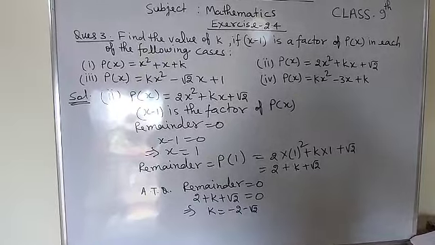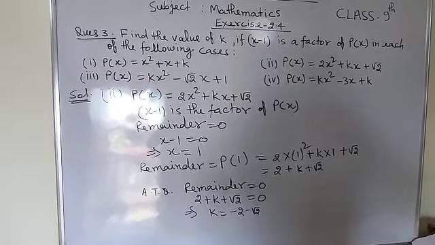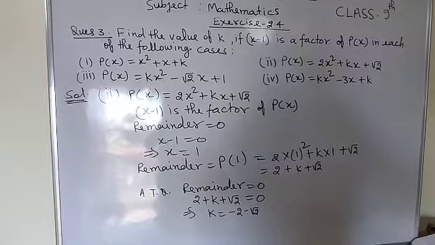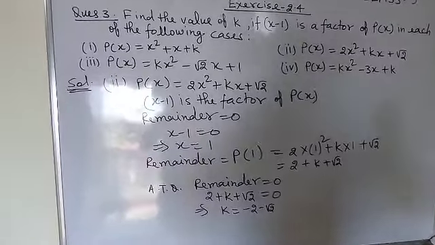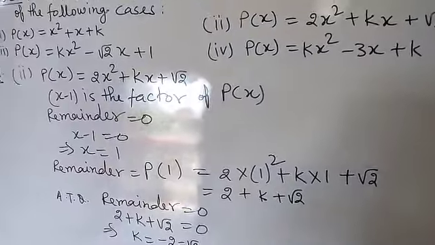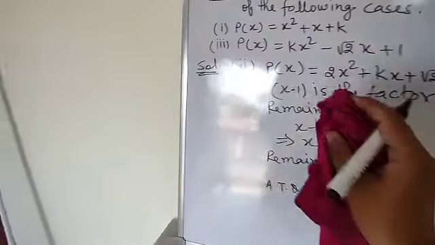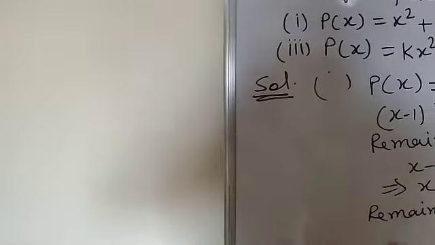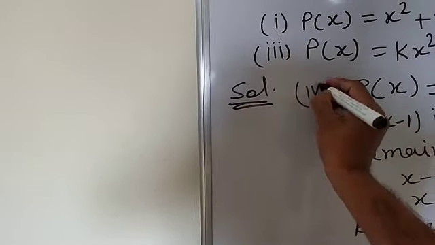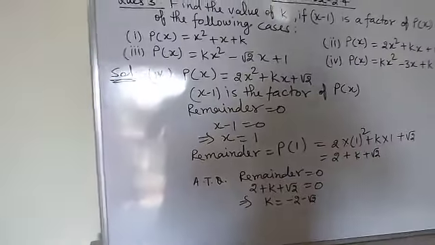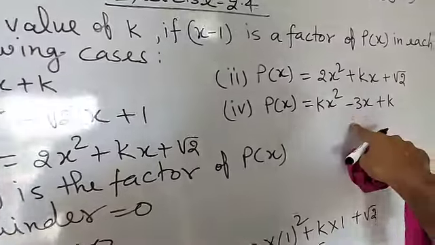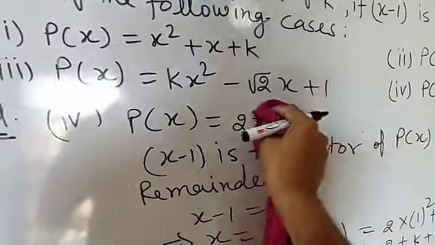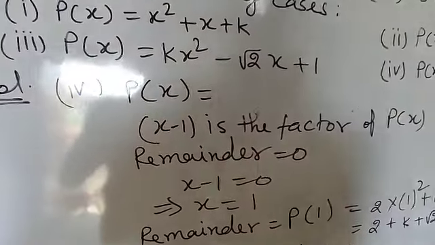So that is the solution of the second part, and in the same way you will solve the rest of the parts. Again I am going to explain the fourth part, and I will only change the steps here. In the fourth part, the polynomial is kx squared minus 3x plus k. Only that polynomial is going to change.